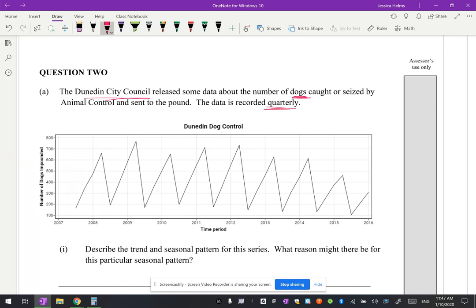Okay, so let's just first have a discussion about what quarterly means. Quarterly means that they released 4 bits of data every year. So, one at the beginning of the year, then sometime around March, and then one in the middle of the year, and then about September, October, and then one at the end of the year. That's the idea of that. So seasonally, I guess, would be a good way of saying that.